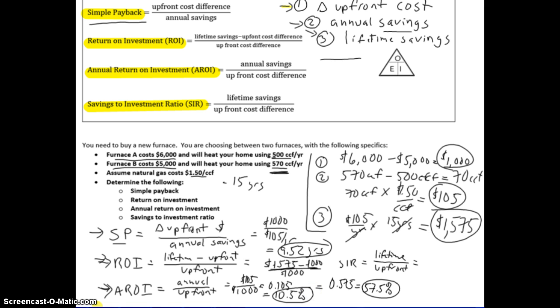Now this one I find very useful. People can really wrap their minds around this. The annual return on investment tells you what percent of your upfront investment you're going to make back every year. You can relate this to the stock market. You have so much invested in the stock market, and you get a percent return each year on your investments. That's really what it means. It's equivalent to that anyway.